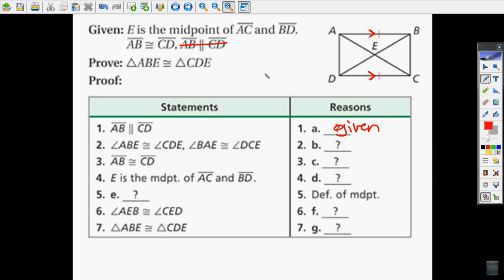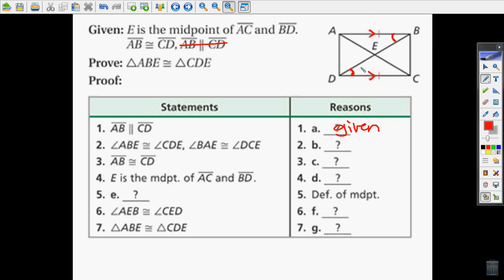All right, then it says that angle ABE is congruent to angle CDE, and that angle BAE is congruent to angle DCE. So let's look at what that means. Angle ABE is congruent to angle CDE. That's this one right here. Well, do you notice that because you've got parallel lines, these are alternate interior angles?